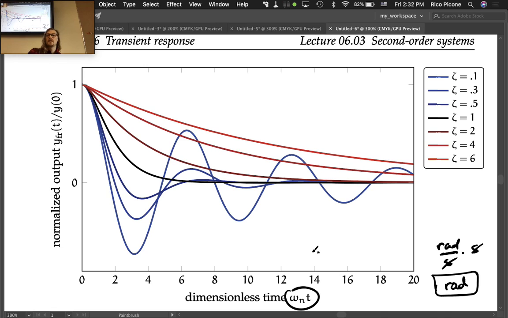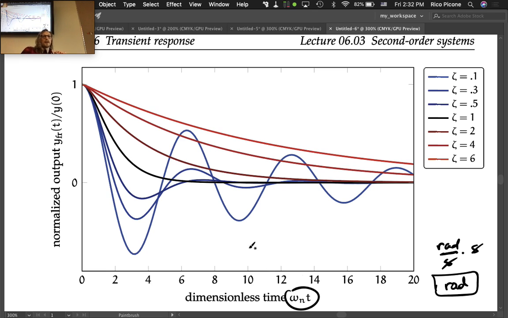And it's useful because otherwise I would have had to do a different graph for every value of the natural frequency, right? It's going to oscillate at a different frequency. Yeah. Because the time's going to be delayed as it's more damped, right? Each cycle is going to take more time.